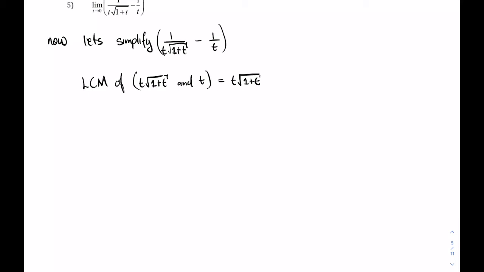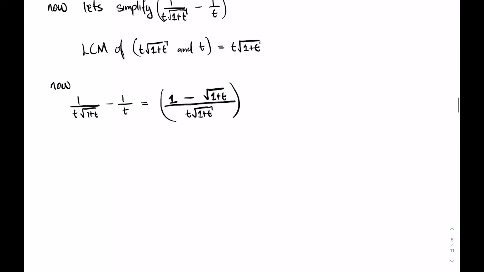Now, this means that we can write the limit. Well, let's not go to our limit yet. We can write 1 over t times the square root of 1 plus t, minus 1 over t, as 1 take away the square root of 1 plus t, over t times the square root of 1 plus t.